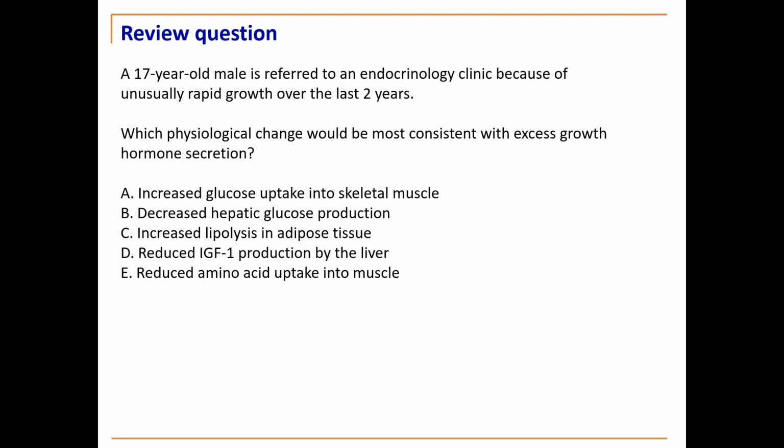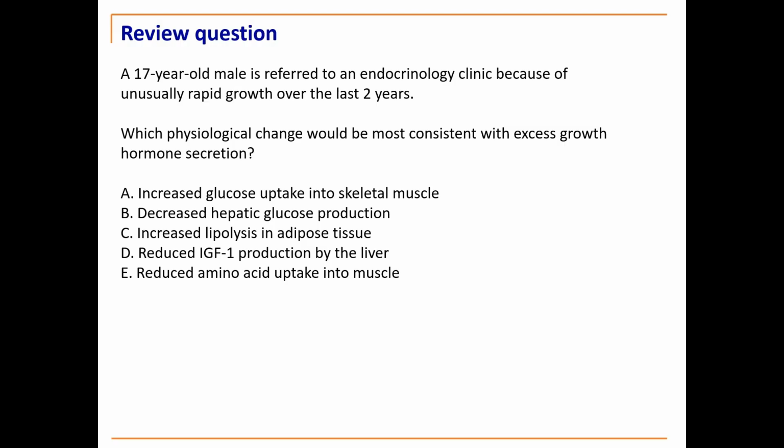A 17-year-old male is referred to the endocrine clinic because of unusually rapid growth over the last 2 years. Which physiological change would be most consistent with excess growth hormone secretion? Is it A, B, C, or D?